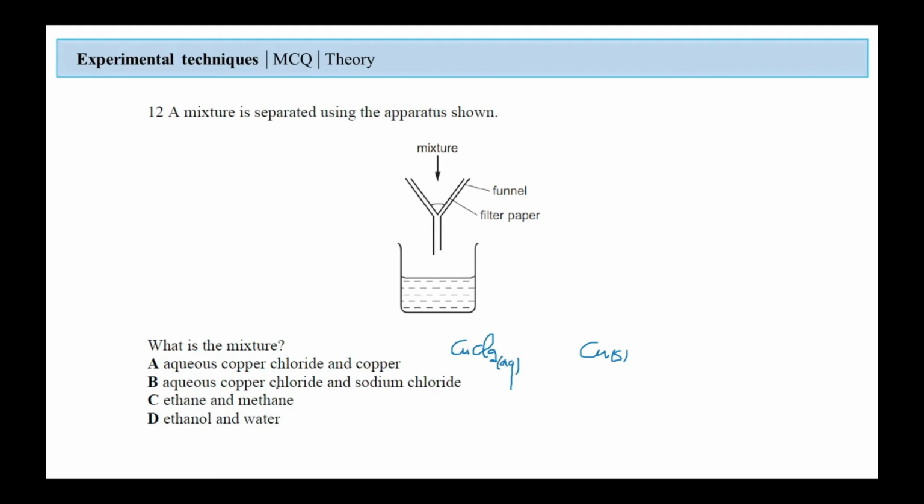Or B, we have aqueous copper chloride and sodium chloride. Both are aqueous solutions. Then ethane and methane, these are gases. Then ethanol and water, these are liquids. So the right answer here will be A, because we have aqueous copper chloride. This is the liquid phase, and this one here, which is copper, is the solid phase.